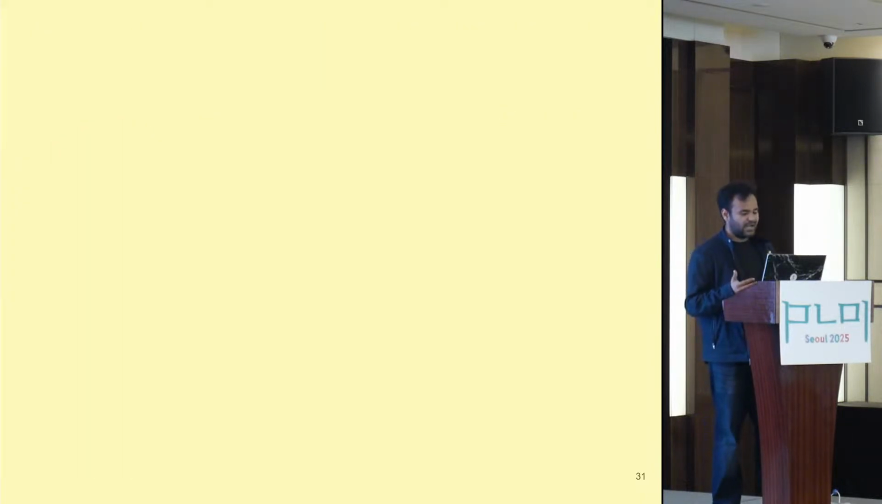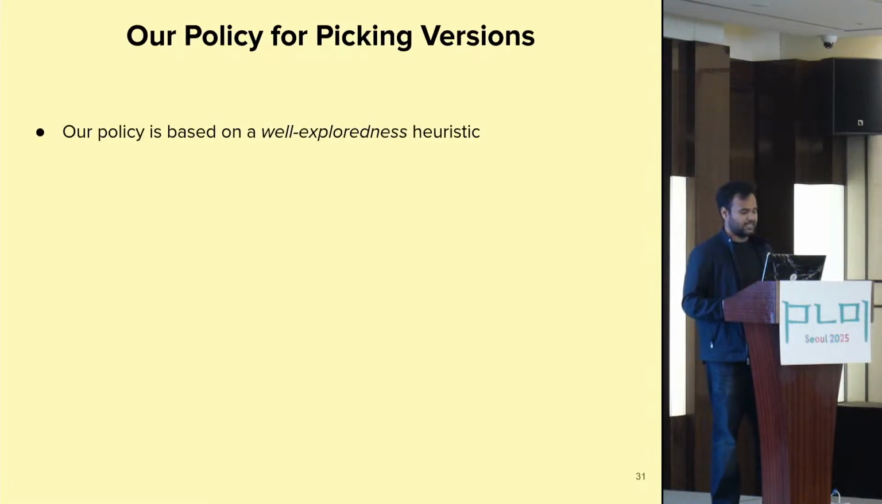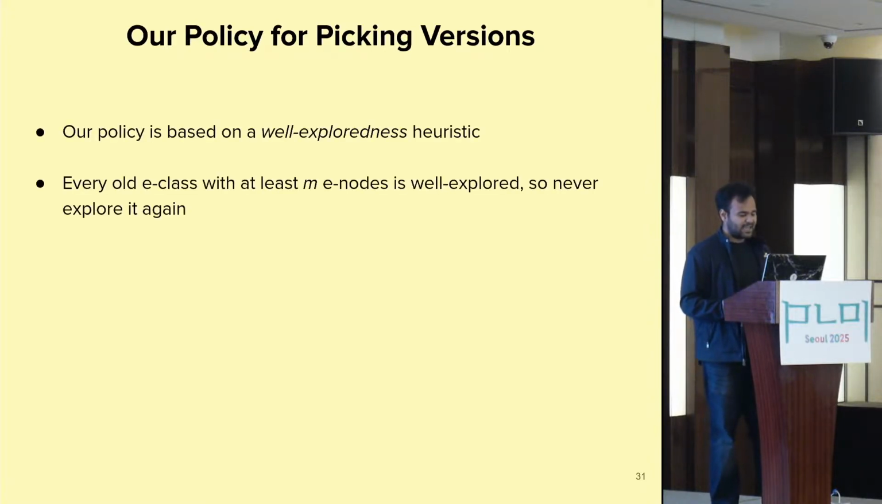And you have to disable subterms for rewriting sometimes, because otherwise you're not getting anything from incrementality at all. So keeping in mind that no reasonable policy for picking versions can guarantee that incremental EGSAT finds every equality that standard EGSAT can find, our job with designing a policy is easier. It is just to obtain good performance. The policy we actually use in incremental EGSAT can be explained based on a well-exploredness heuristic. It says that every old E-class with at least m E-nodes is well explored, so don't explore it ever again. In practice, we set m equals 2.